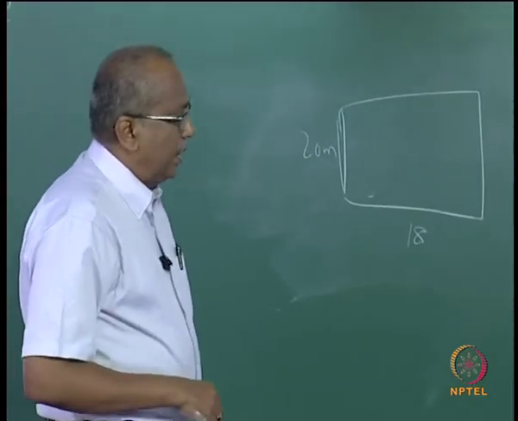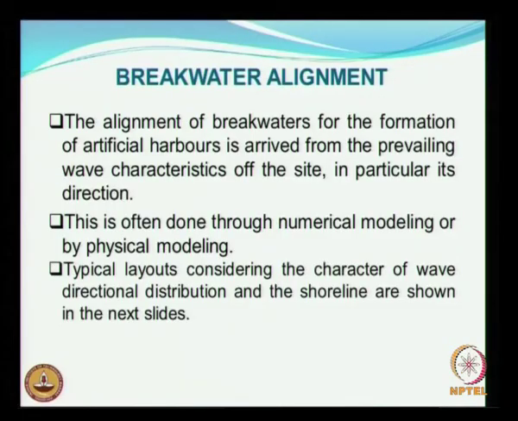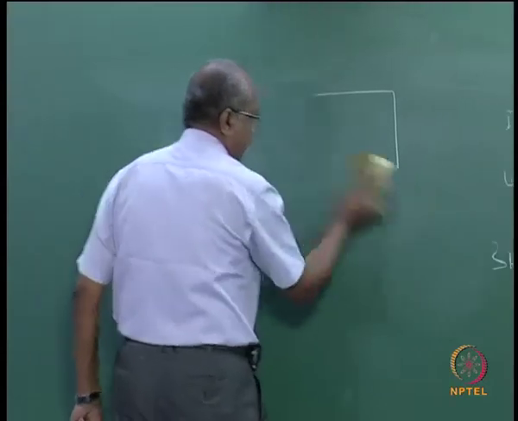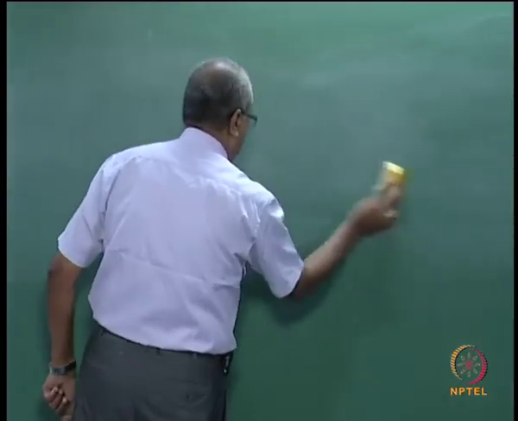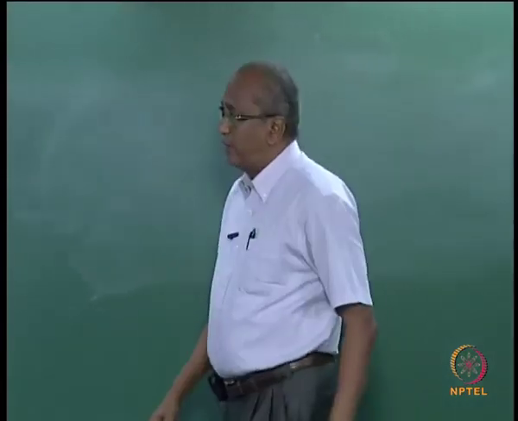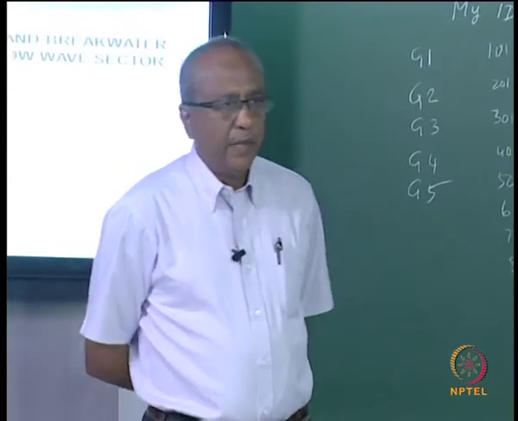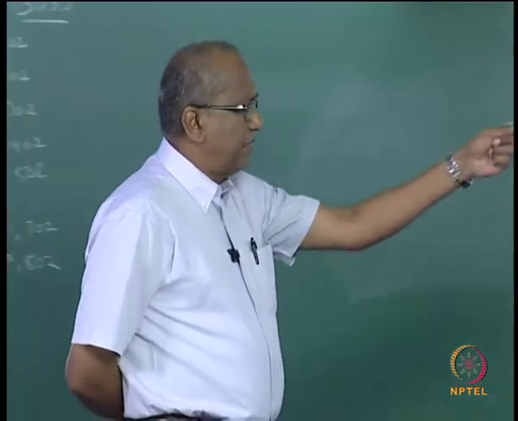Well, I will not go into all those complete details. The typical layouts, considering the character of wave direction distribution and shoreline, are shown in the next slides. For example, a port selection and the breakwater alignment for a narrow wave sector, that is, where you have well defined wave directions throughout the year. If it is a very well known direction, almost 100% predefined, then it is a configuration like this.